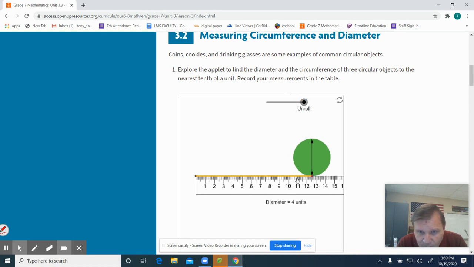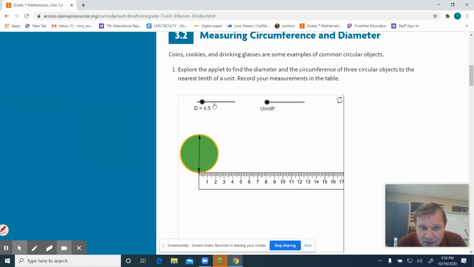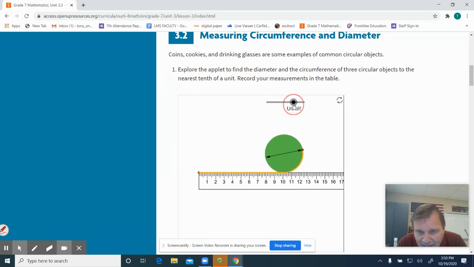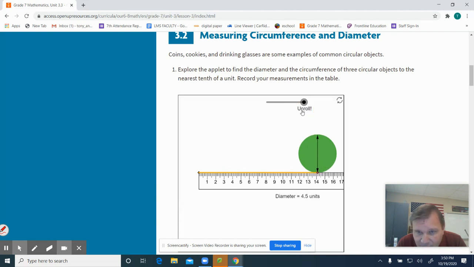Okay, so with the diameter, which is the distance across the center of a circle, this would land right at, it looks like about 12 and a half centimeters. Okay, right at 12 and a half centimeters. Now, if we reset this and we use that 4.5 centimeters there, when I unroll it, I'm going to get about 14.1, 14.2. All right.